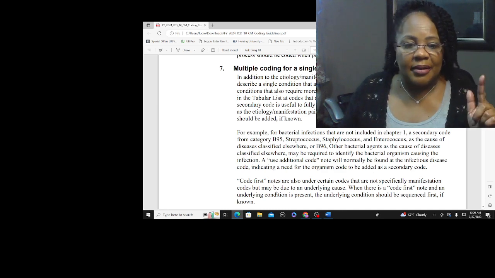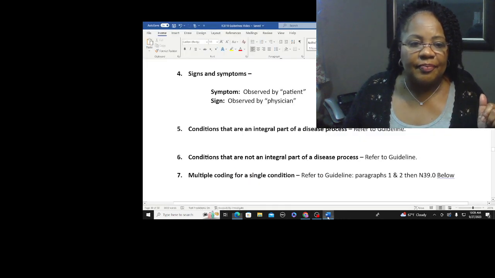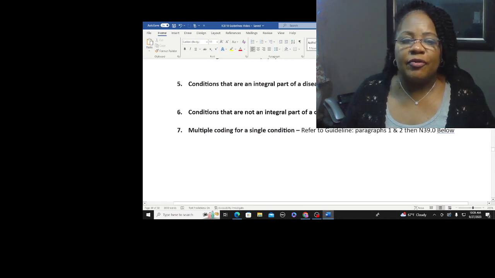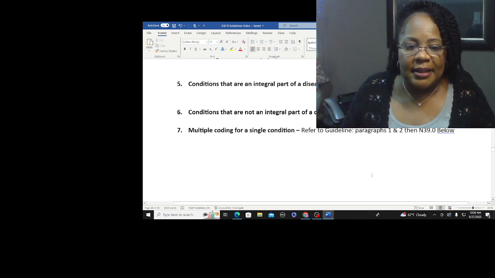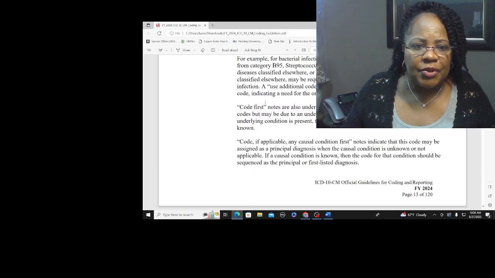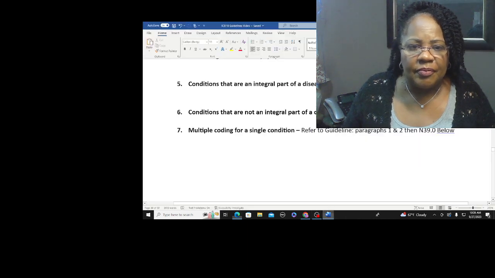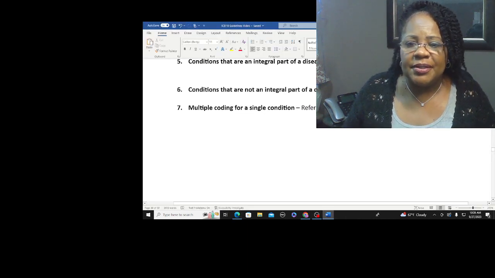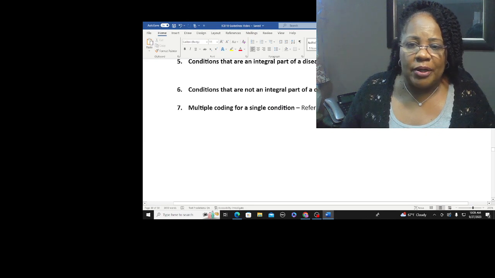So let me show you that. And then also code first. Let me show you. Multiple coding for a single condition. All right, we referred to the guidelines, paragraphs 1 and 2. Did we cover 2 as well? With the code first. Okay, but let me show you this at N39.0.